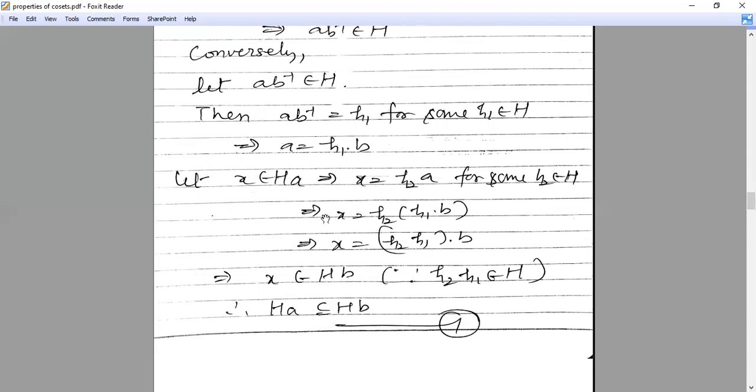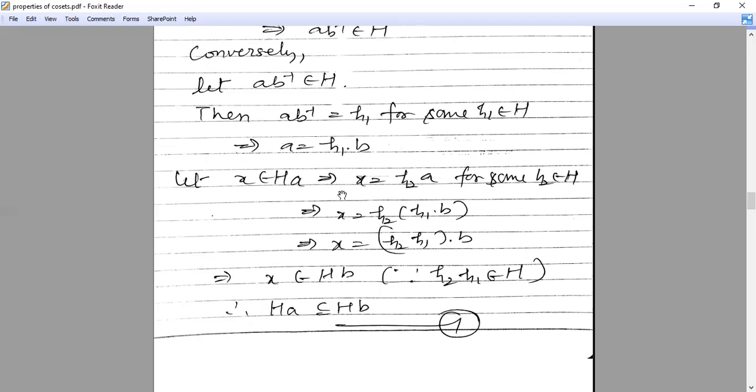Now let X belong to Ha. You have to show that Ha is equal to Hb. That means you have to show Ha is a subset of Hb and Hb is a subset of Ha. So first we are trying to show that Ha is a subset of Hb. If you want to show that, then you have to take some element of Ha and then prove that it belongs to Hb. So let X belong to Ha.